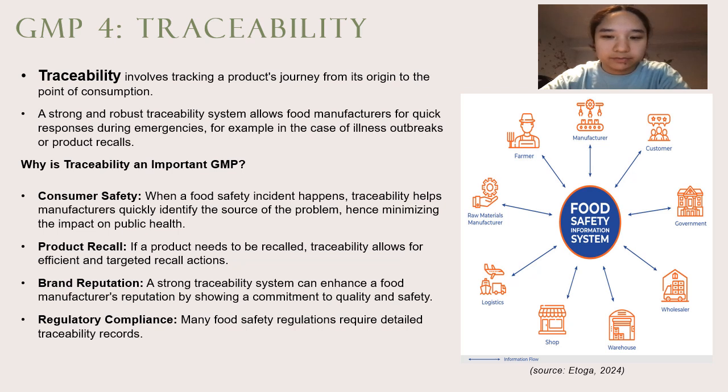Hi, my name is Hang Nguyen, and I'm going to talk about the fourth good manufacturing practice in a cheddar cheese facility, which is traceability. Traceability involves tracking a product from the origin to the point of consumption. A strong traceability system will allow cheddar cheese manufacturers to respond quickly during emergencies, for example, in the case of an illness outbreak or product recall.